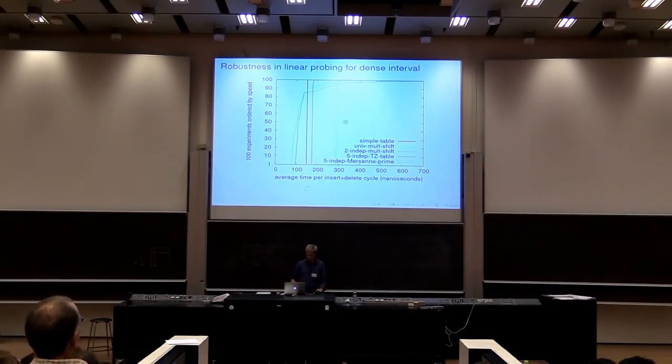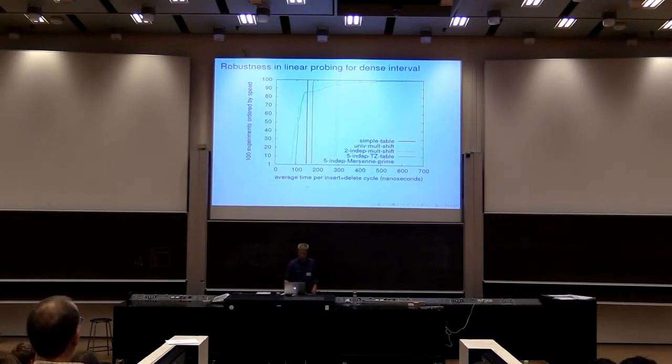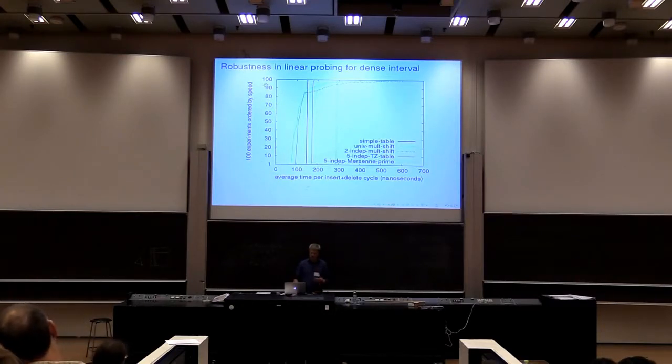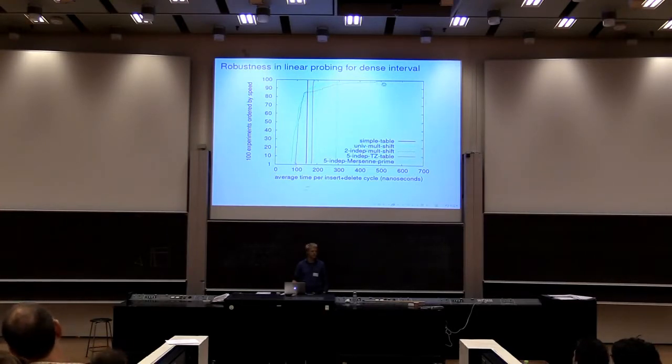So what we looked at was what happens when we insert things with linear probing. I ran 100 experiments where each time I used a different random seed, but it's exactly the same input. And the slowest one goes on top. If you look at universal multiplication shift, you see that most of the time it performs extremely well, but sometimes it goes really bad. And the same with the 2-independent scheme. It's also really fast some of the time, but sometimes really slow.